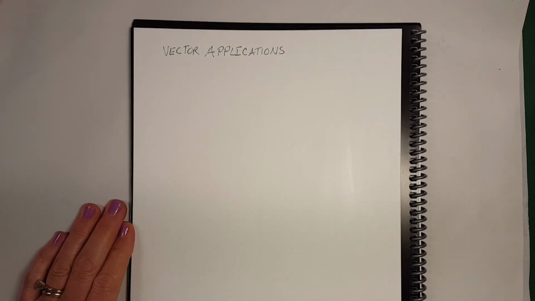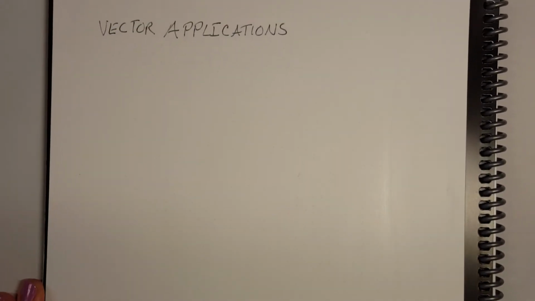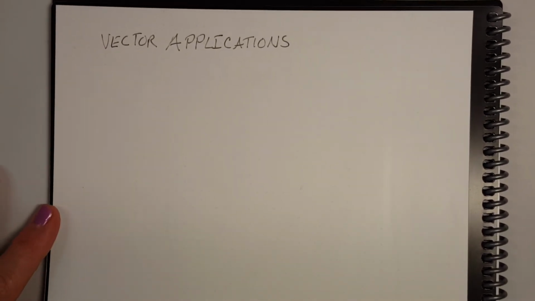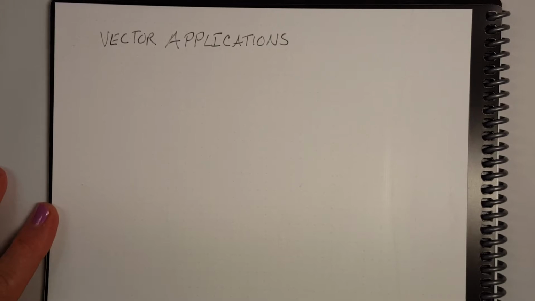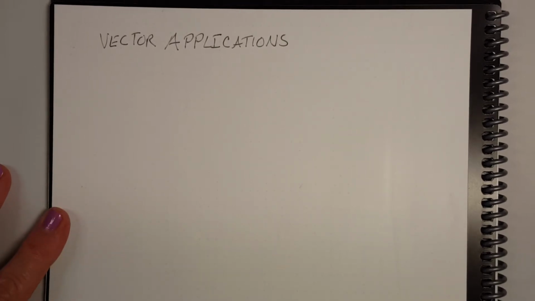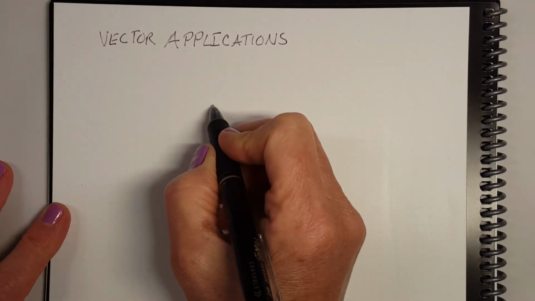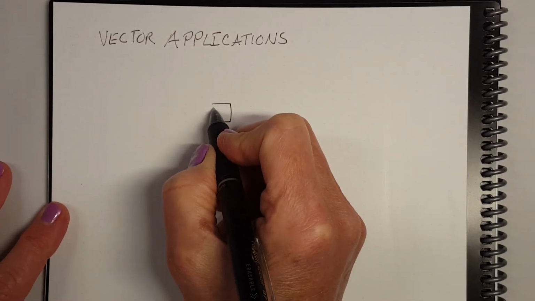In this video, we're going to walk through a couple of vector applications. So this is the first in several videos to look at different ways that we use vector knowledge that we've developed. So the first one is, let's think about something being pulled in three directions. There's lots of reasons this could happen.